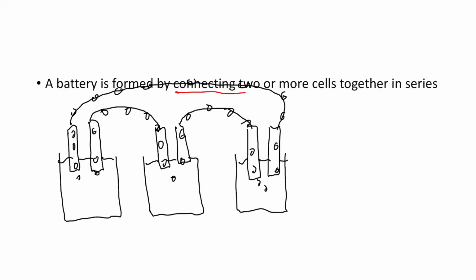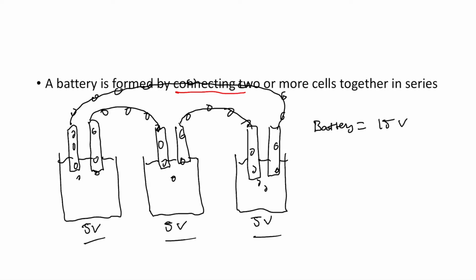Now the voltage of this battery is greater than any of the individual voltages, and in fact the voltage is equal to all the voltages added together. So for example, if we take the cells here and each of these cells has a voltage of 5 volts, then when we connect them all together, the battery will have a voltage of 15 volts because we've done 5 and 5 and 5. So we've just added them together.